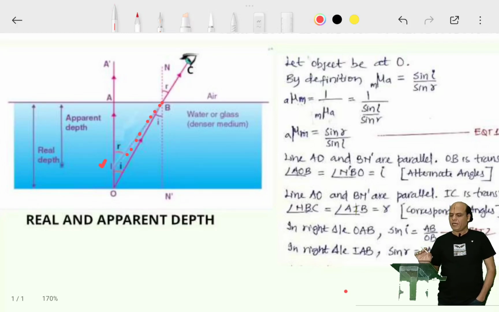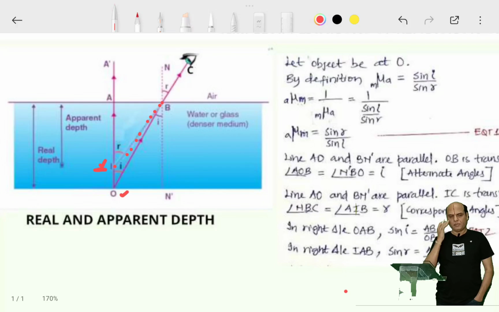So for an observer who is looking at the object at the bottom of the tank, it appears as if the image of the object is formed at point I. So for the observer, the object lies at a depth which is lower than the real depth.